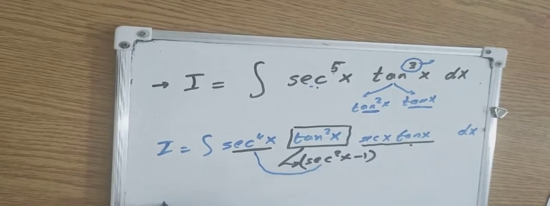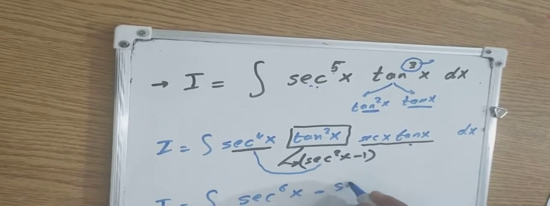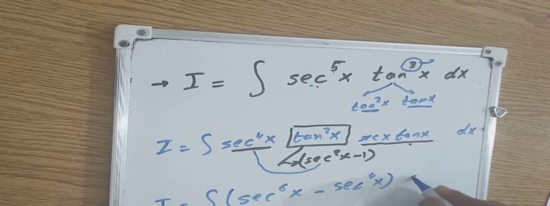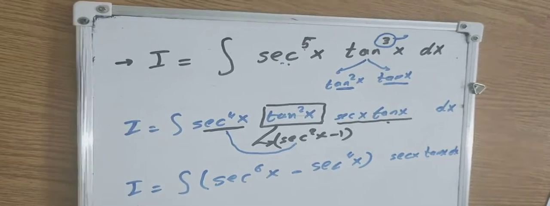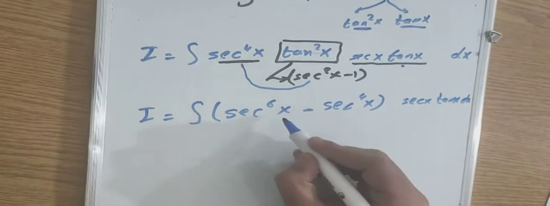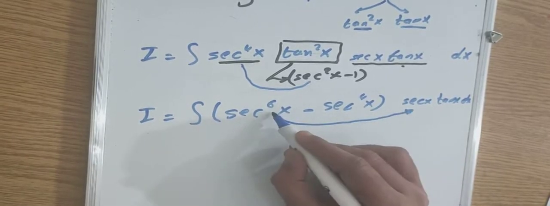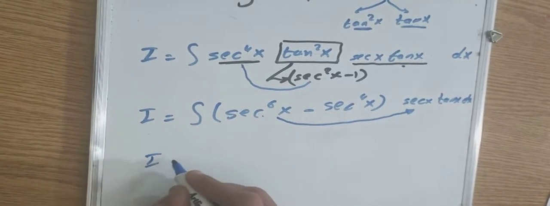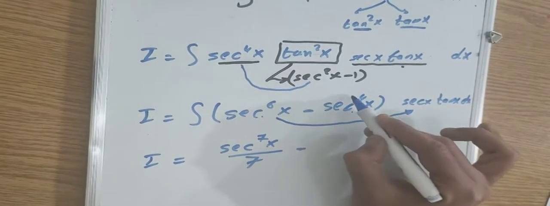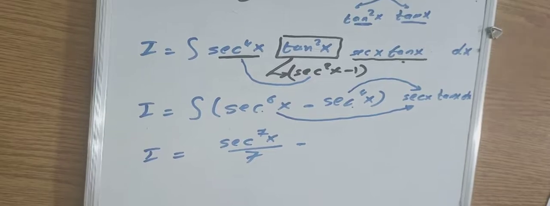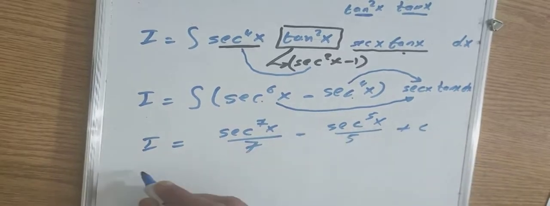Expanding sec power 4 inside the bracket, we will have two terms, sec power 6 minus sec power 4. And outside we have the derivative, which is tan x sec x. So now we can use directly the power rule, because in the first integration we have sec power 6 and the derivative of sec, which is sec tan. So the integration will be sec power 7 over 7. And in the second integration we have sec power 4 and its derivative, sec tan. So the integration will be sec power 5 over 5 plus constant.